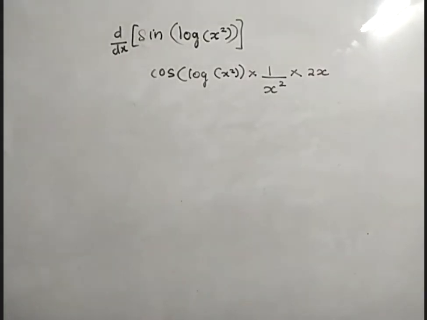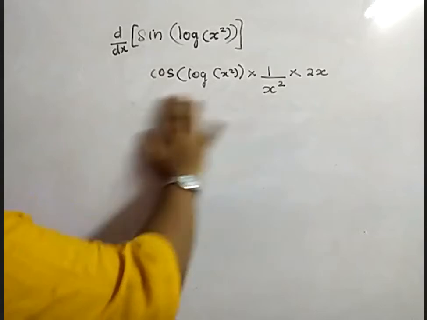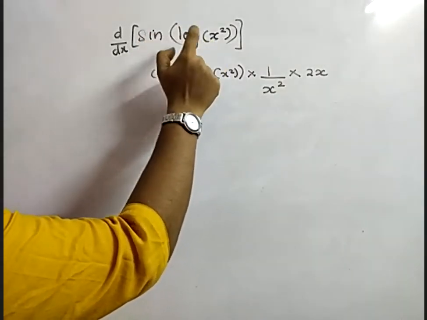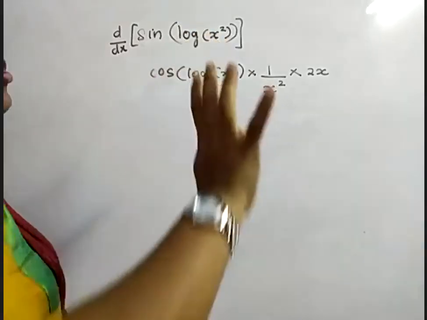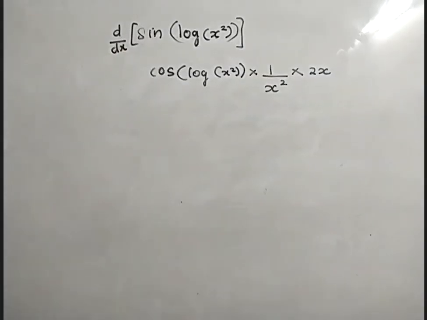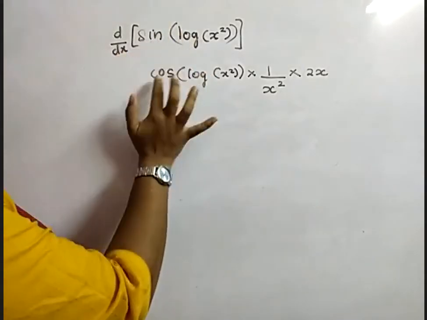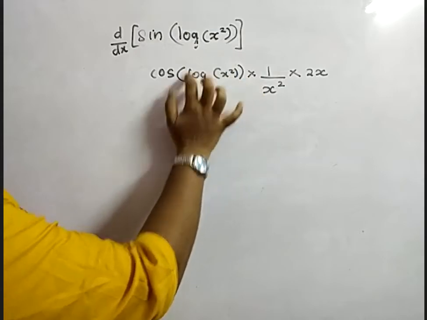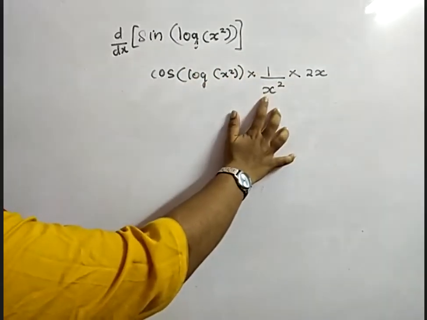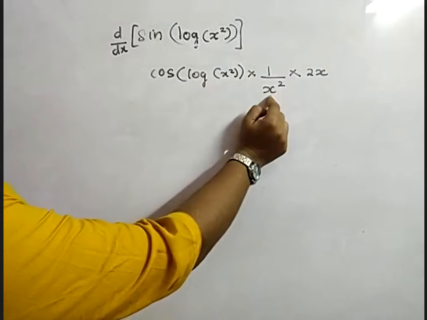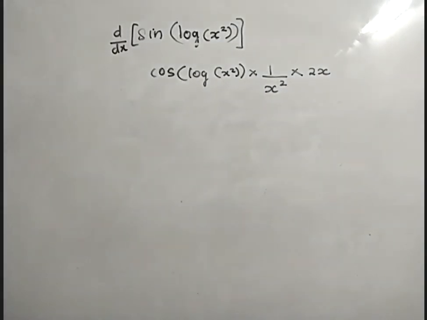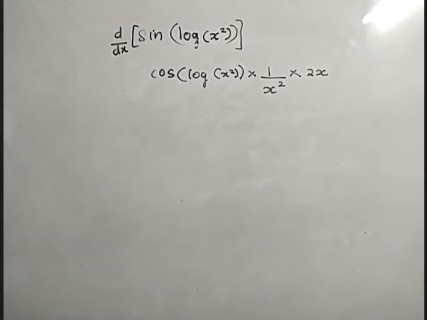Those who are new to differentiation, just see, I'm just applying the chain rule here. I have a function, inside that another function, inside that another function. So it's sure that you need to apply the chain rule. The derivative of the sine function is cos. Cos log x square into the derivative of log, 1 by x. So here log of x square: 1 by x square into the derivative of x square, which is 2x. Is it clear? Yes, ma'am. Okay, Umesh.